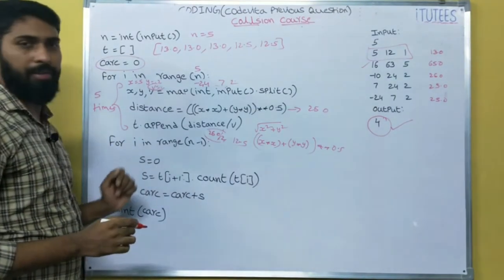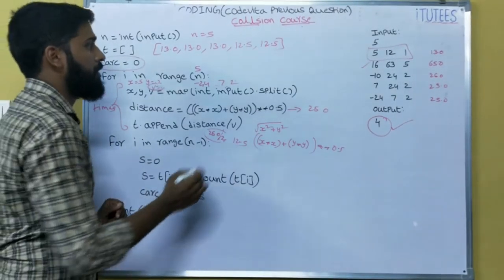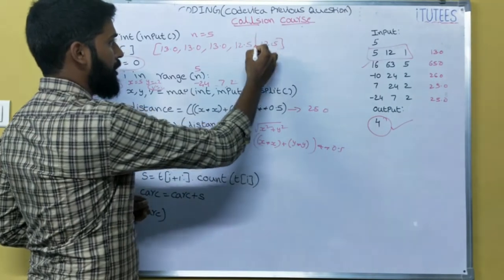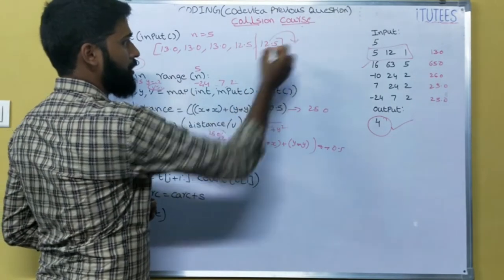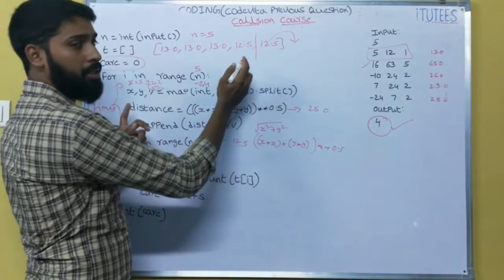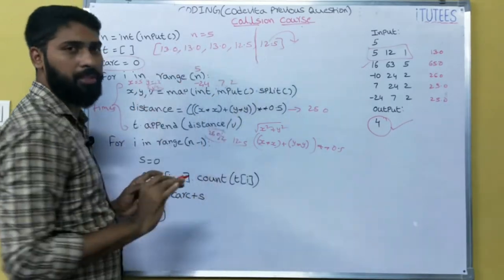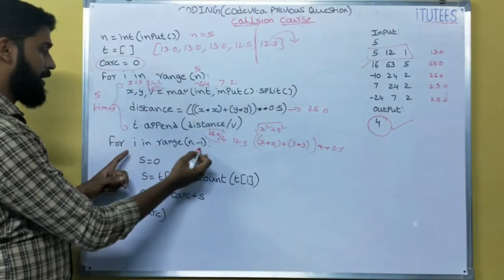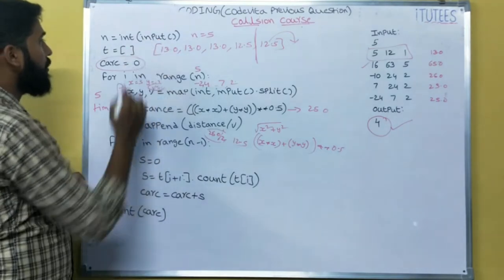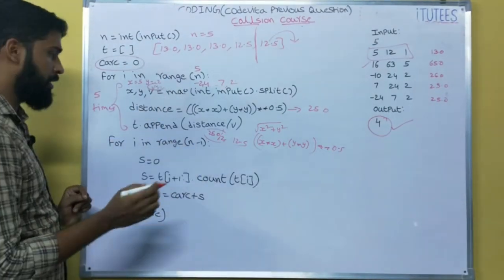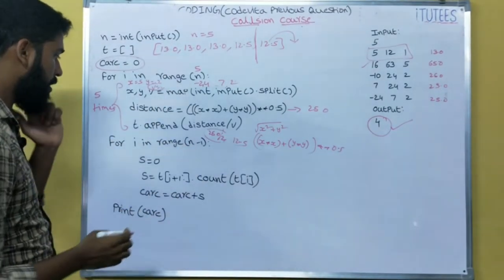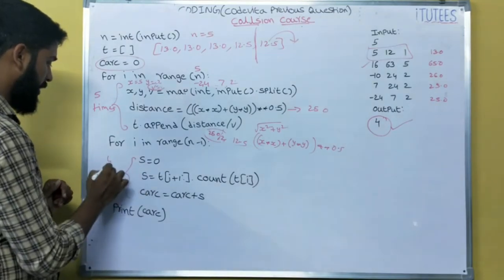For i in range of n minus 1. So what does that mean? We can check up to here only. We don't check this with another. So we can run the loop up to here. That's it. So I am taking n minus 1. What is the n value? 5. 5 minus 1 means 4. So 4 times we execute this.